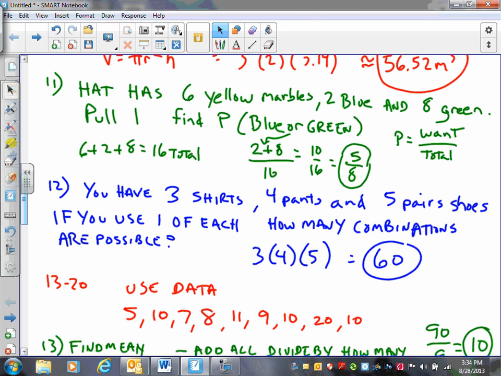When you flip it over on the back, the first problem you see is a probability problem. It says a hat has 6 yellow marbles, 2 blue, and 8 green. If you pull 1 marble out, find the probability of getting a blue or a green. Well, probability is what you want over the total.